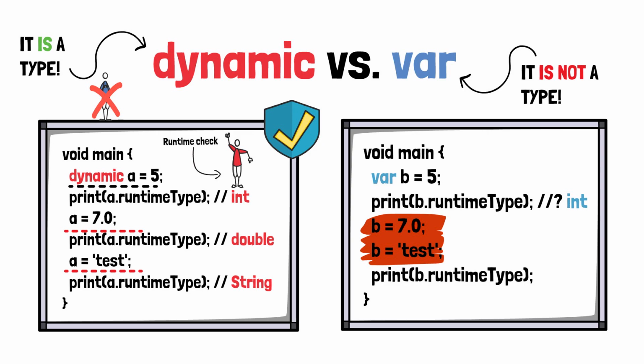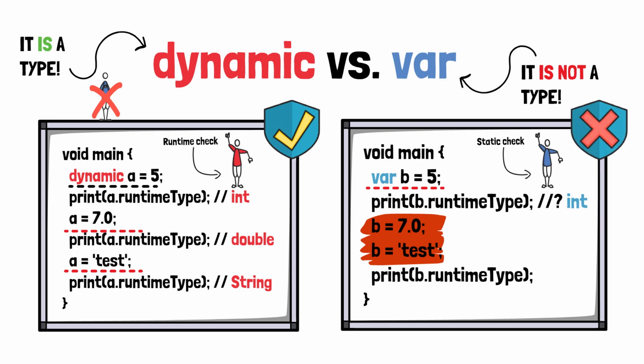In comparison, taking a look at the second program, using the var keyword forces the Dart static analyzer to set the type of variable B to integer. From that moment, during its lifetime, B variable can only be of type integer. As you can see, it can't be set to other types of data. The analyzer won't allow that and will throw an error.